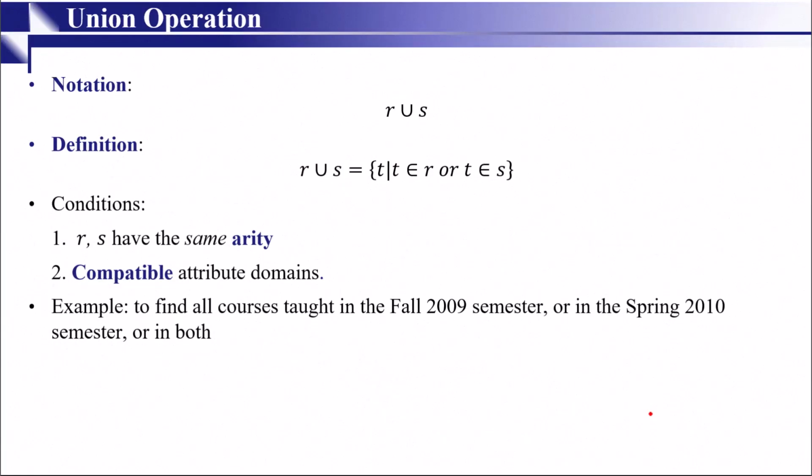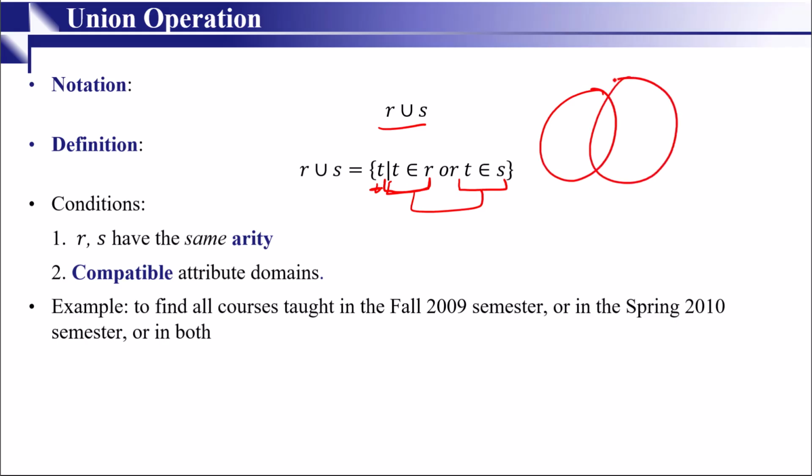Then we have union, R cup S. Here, it will give us all the tuples such that the tuple is in R or in S, right? So it's a union. If I want to go for set notation with a Venn diagram, if this is R and this is S, it means everything here, the tuples t either in R or in S.